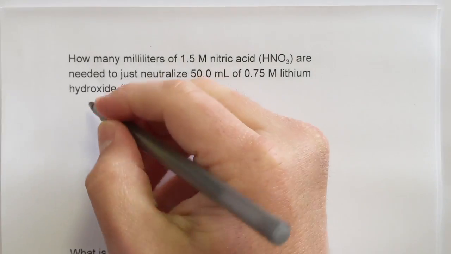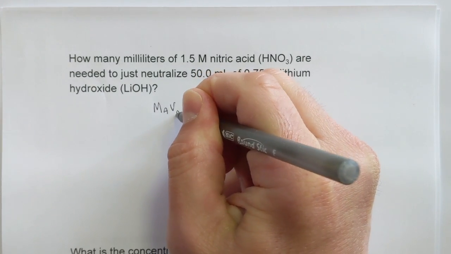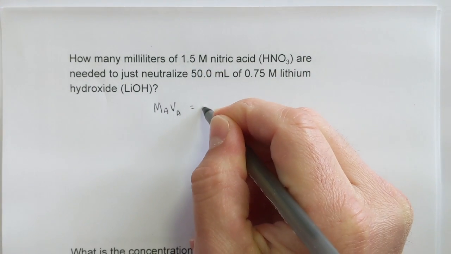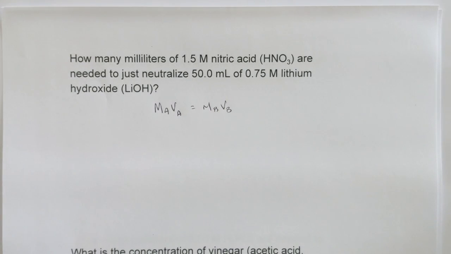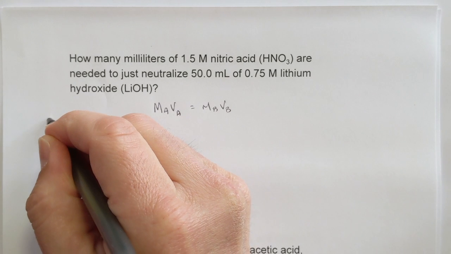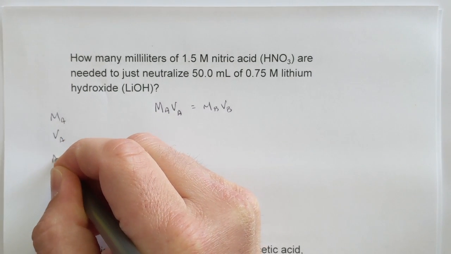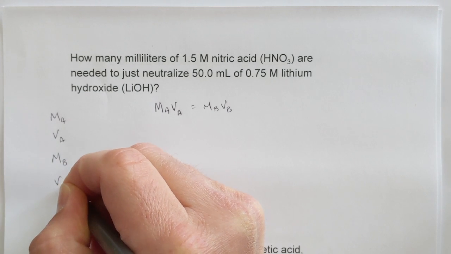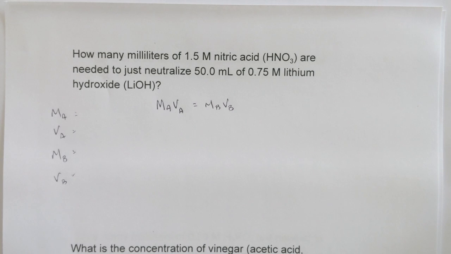All right, so we want to remember our equation. The molarity of our acid times the volume of our acid equals the molarity of the base times the volume of our base. We want to go ahead and identify all of the variables. I like to write these off on the side. And then through the word problem, we can identify what's what.